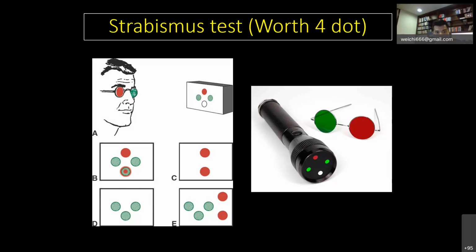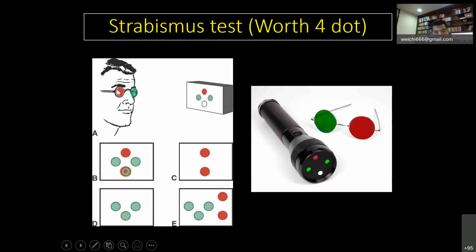Okay, and if a patient has strabismus, for his right eye, he would see 2 red dots here. For the left eye, he would see 3 green lights here. So if a patient reports to you he sees five lights, 2 red dots and 3 green dots, then you know the patient has the problem of strabismus because he could not fuse them together.